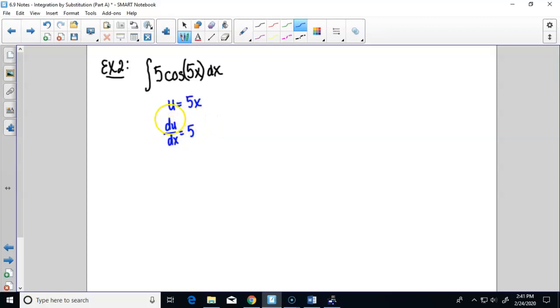But I want this just to be a du if I'm going to integrate. So I'm going to write that as du equals 5 dx.